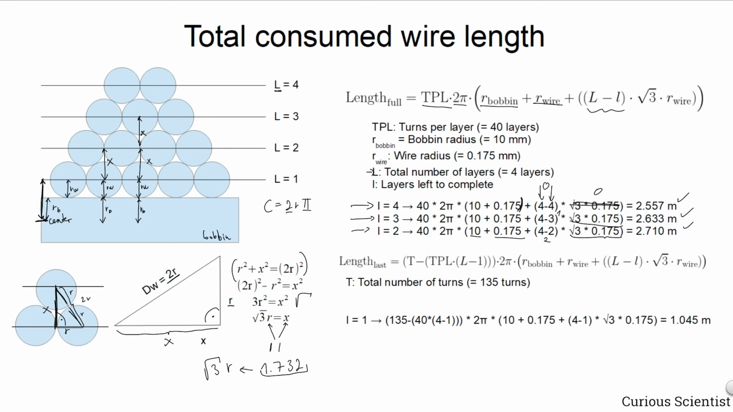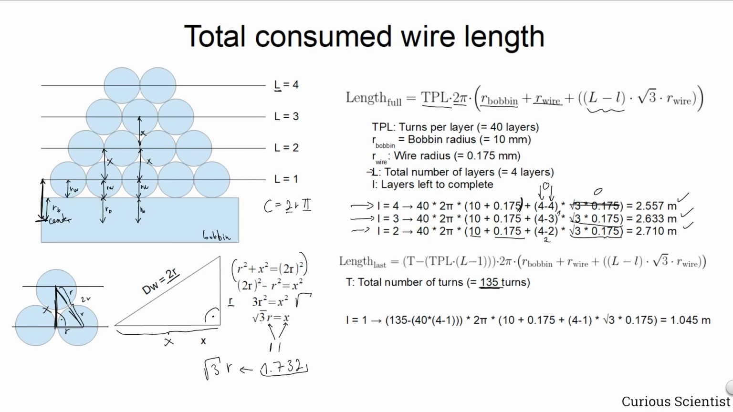And now we reached the last layer, and for the last layer I said that what if we don't have a complete layer, so we don't go from one end to the other end of the bobbin. So what happens here is that I took 135 turns as an example. So this would mean that the fourth layer would stop somewhere halfway or a bit more, but it would not complete the full 40 turns in the last layer, because we don't have that much layer.